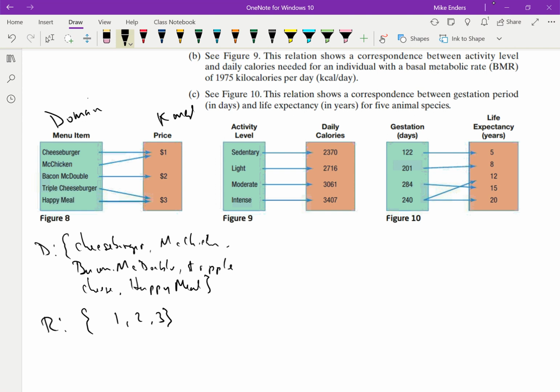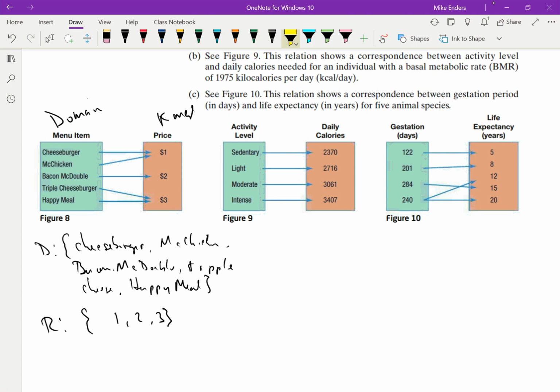Then we want to see, is this a function? Is it not a function? If it's a function, then for every item in my domain, there is only one arrow that comes off of it. I can only have one corresponding y value for every x. So for every x, there's exactly one y value.